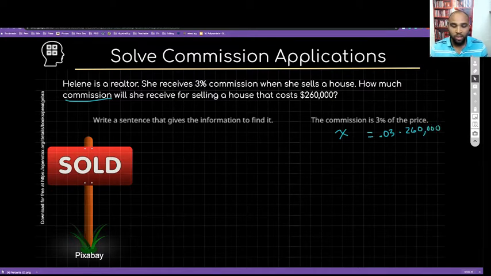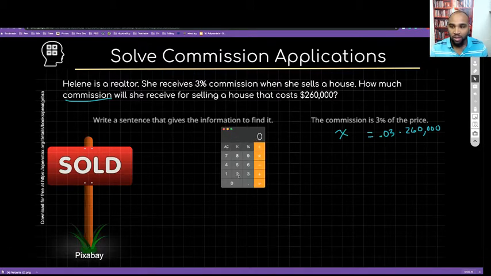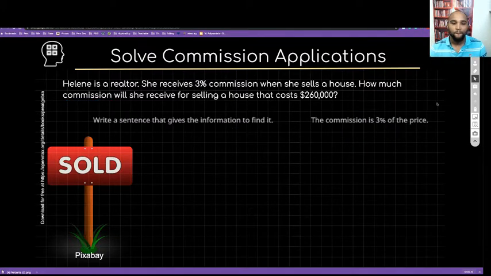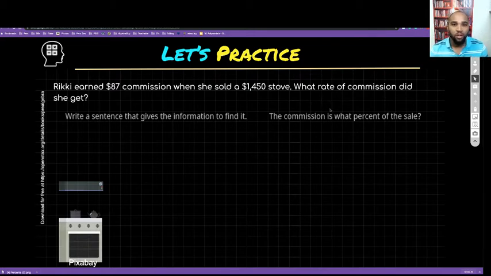And now we've got our equation in front of us that's going to set us up for success in getting this answer, because 0.03 times 260,000 gives us X equals $7,800. So they get a $7,800 commission when they sell this house. And if you don't know, commission is the money you get as a percent on somebody's sale. So they get to take that home.